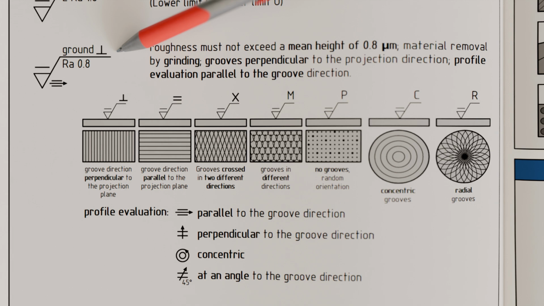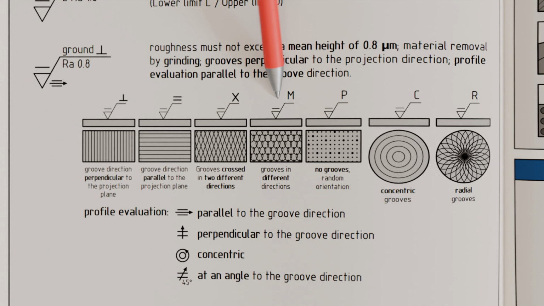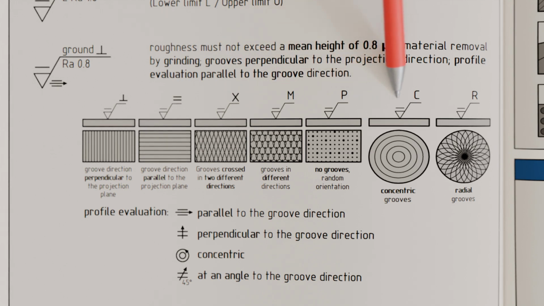The perpendicular symbol in our case denotes grooves perpendicular to the projection plane in which the surface symbol is placed. A parallel or crossed groove direction, as well as grooves running in various directions, can also be specified. It is also possible to require that a surface must have no grooves. If grooves should run as concentrically as possible toward the center of a surface, this is indicated by the letter C. It is also possible to specify a radial groove direction outward by the letter R.